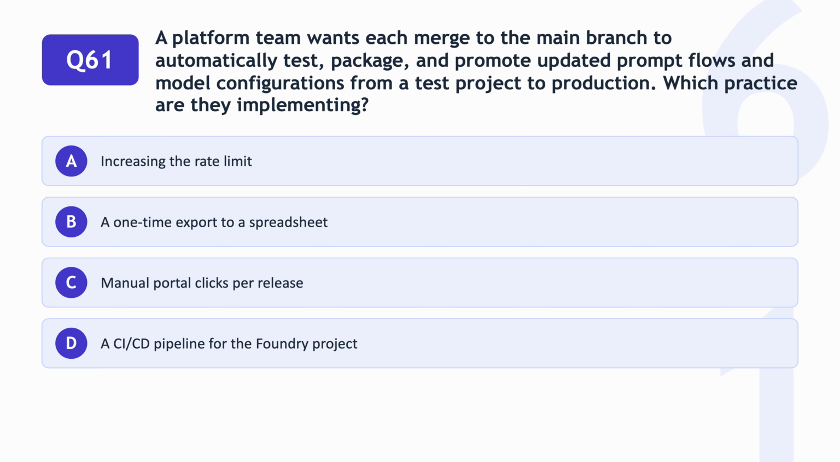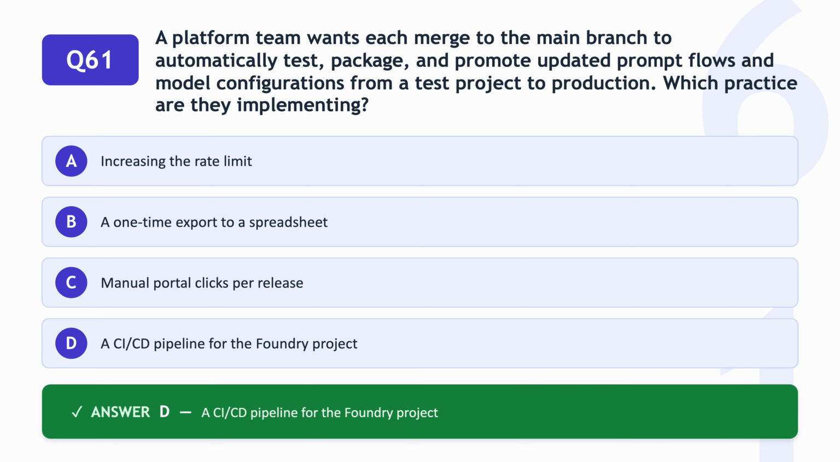A. Increasing the rate limit. B. A one-time export to a spreadsheet. C. Manual portal clicks per release. D. A CI/CD pipeline for the Foundry project. Pause the video if you don't want the answer yet.